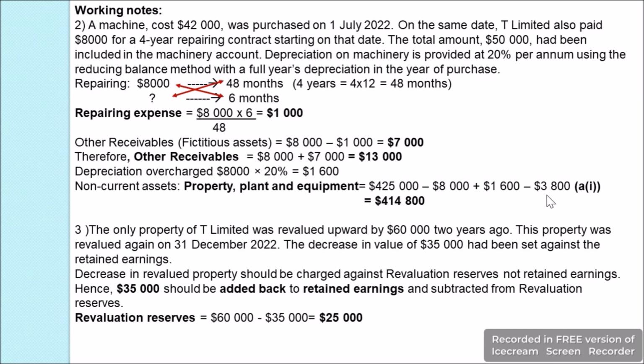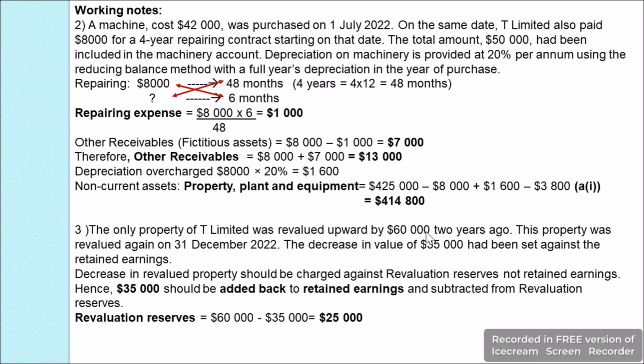Apart from that, there was an impairment loss which we have considered in EBIT 1, where we have an impairment loss for motor vehicle, and that has to be subtracted. So after subtracting and adding, we get the value for property, plant and equipment as $414,800.